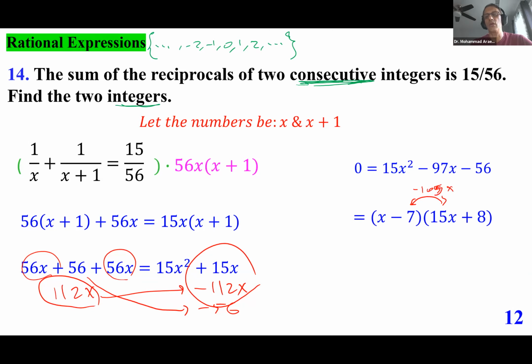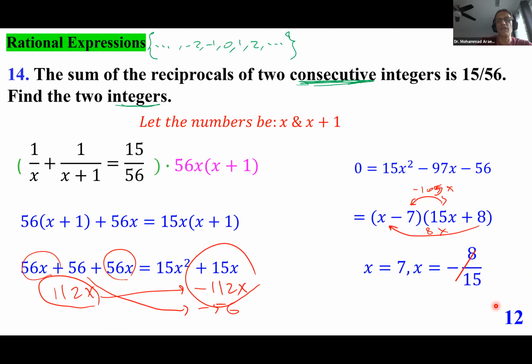This is negative 105x. This is 8x. They add up to negative 97x. In other words, it works. There are two answers. X is either 7 or negative 8 over 15. Look at the integers. This is not an integer. That's not an acceptable answer.